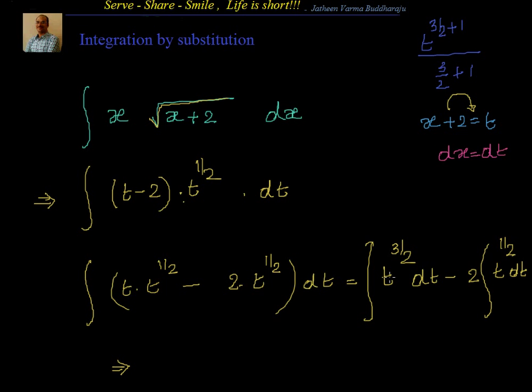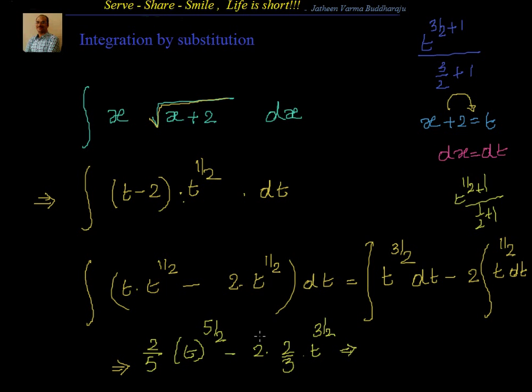I can write it as 2 by 5 t to the power of 5 by 2 minus 2 into t power 1 by 2. The integral of t power 1 by 2 is t power 1 by 2 plus 1, divided by 1 by 2 plus 1. That is 2 into 2 by 3, because 1 by 3 by 2 is 2 by 3, into t power 3 by 2.